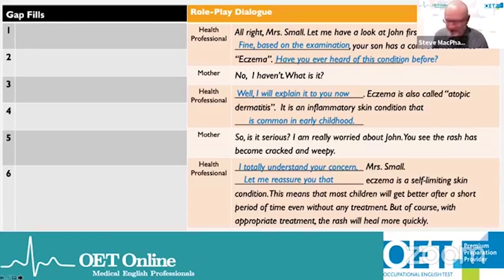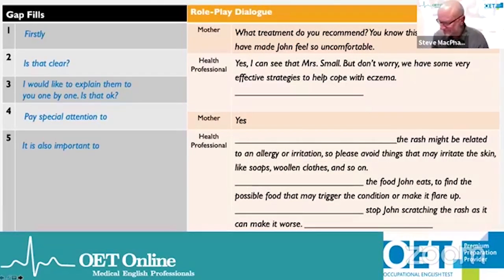Okay, let's go to the next page. So the mother says, what treatment do you recommend? You know, this rash and itchiness have made John feel so uncomfortable. Health professional says, yes, I can see that, Mrs. Small, but don't worry. We have some very effective strategies to help cope with eczema. What goes in now? 1, 2, 3, or 4?